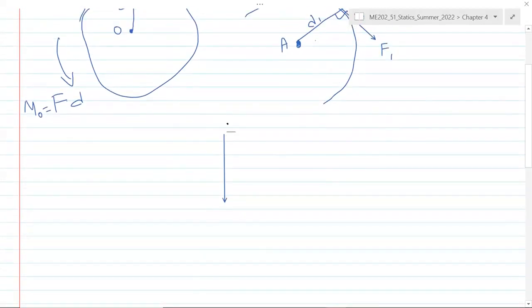For this force, let's calculate the moment of this force about this point C, and that's F3. Now, because the point of rotation is on the line of action of the force, it does not result in any moment. So moment of F3 about C is 0. Okay, so based on these concepts, we will solve problems.